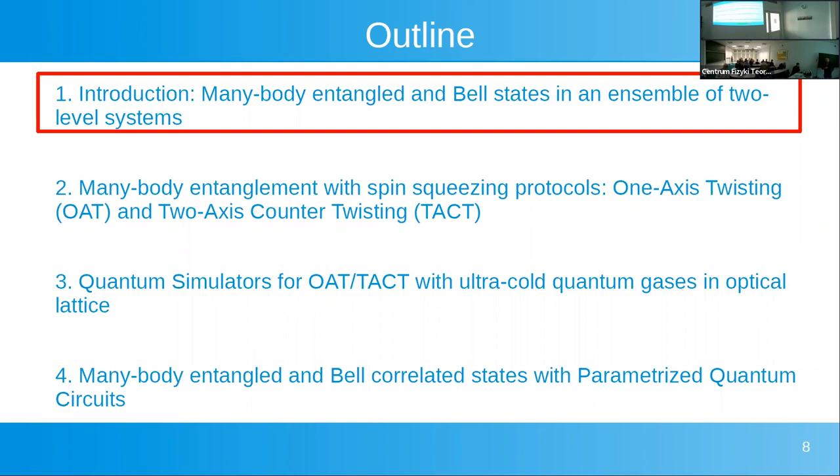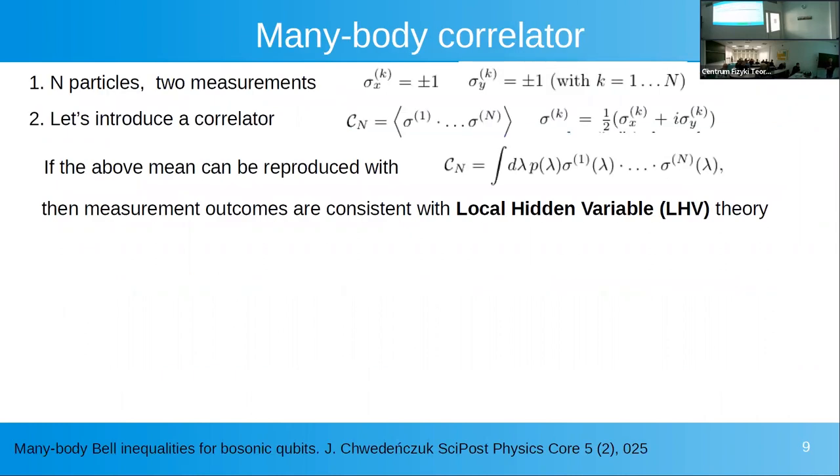Bell correlations, in a very down-to-earth approach. So let's consider n particles on which we can prepare measurements with two outcomes. Two measurements with two outcomes. And let us introduce the correlator, which is the product of all outcomes averaged over many realizations. Okay? And if the value of this correlator for the particular setup can be reproduced with the form of this integral, where P is the probability distribution of a given output of the measurement, we say that those outcomes are consistent with the local hidden variable theory.